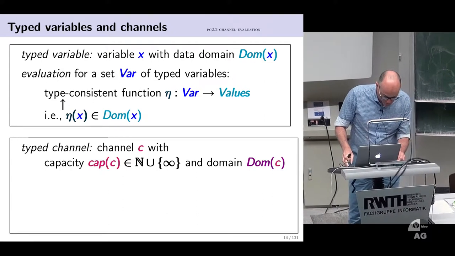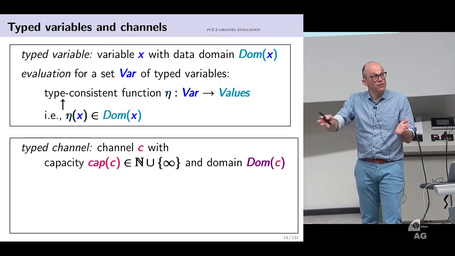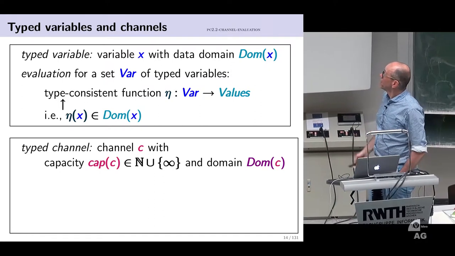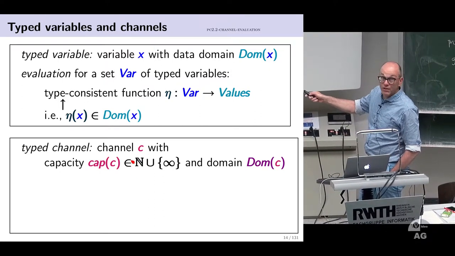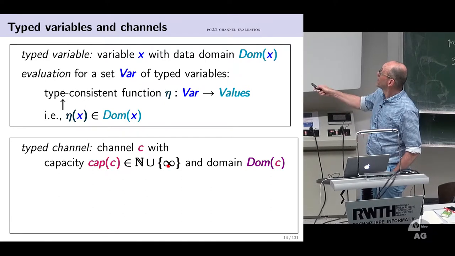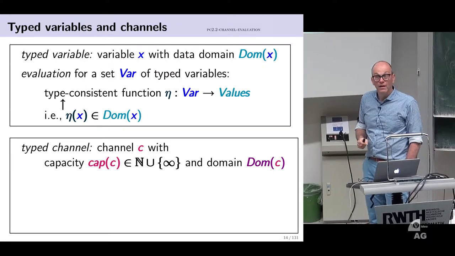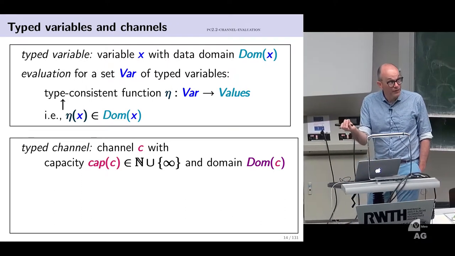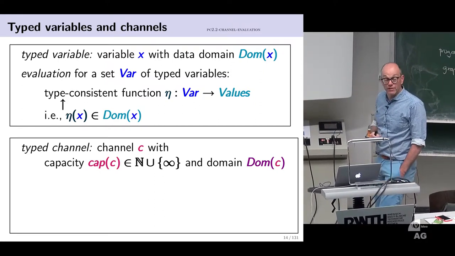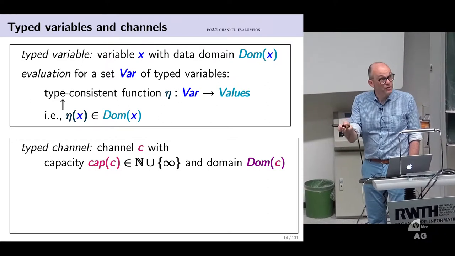Good. So now we have channels. Channels are typed, which means they carry messages of a certain type, and they have a capacity. So a channel C has a capacity, which is either bounded, a natural number, zero or more, or it is unbounded, and that means the capacity is infinite. Every channel has, like an ordinary variable, a type, and this type is given by the domain of that channel. That's simply the type of the messages it can carry, so to speak.